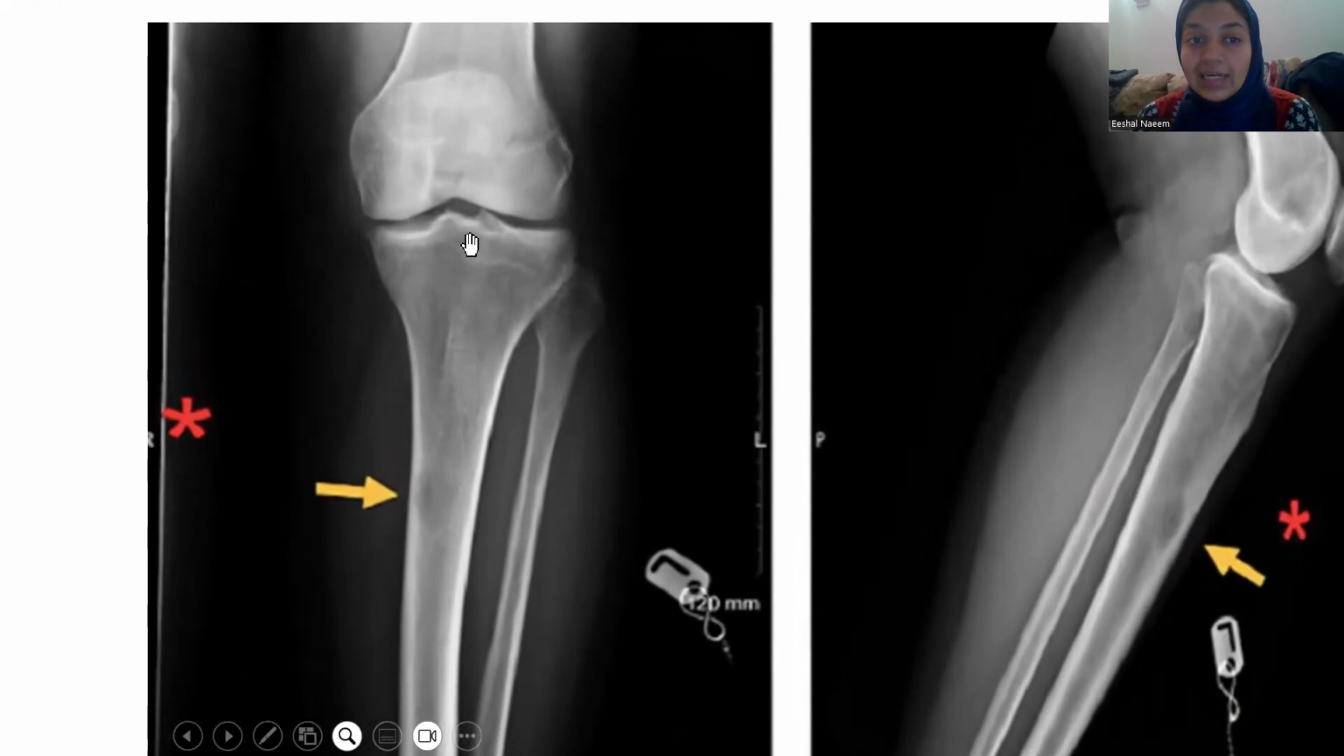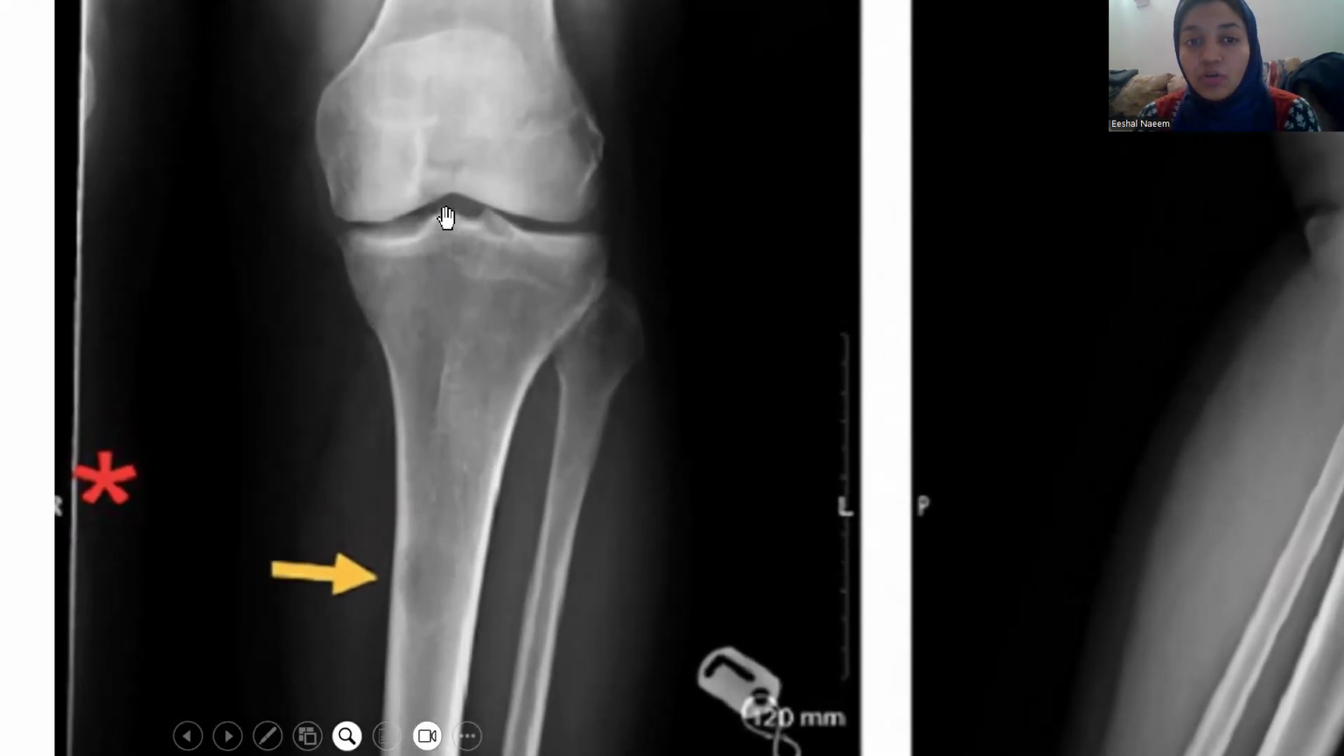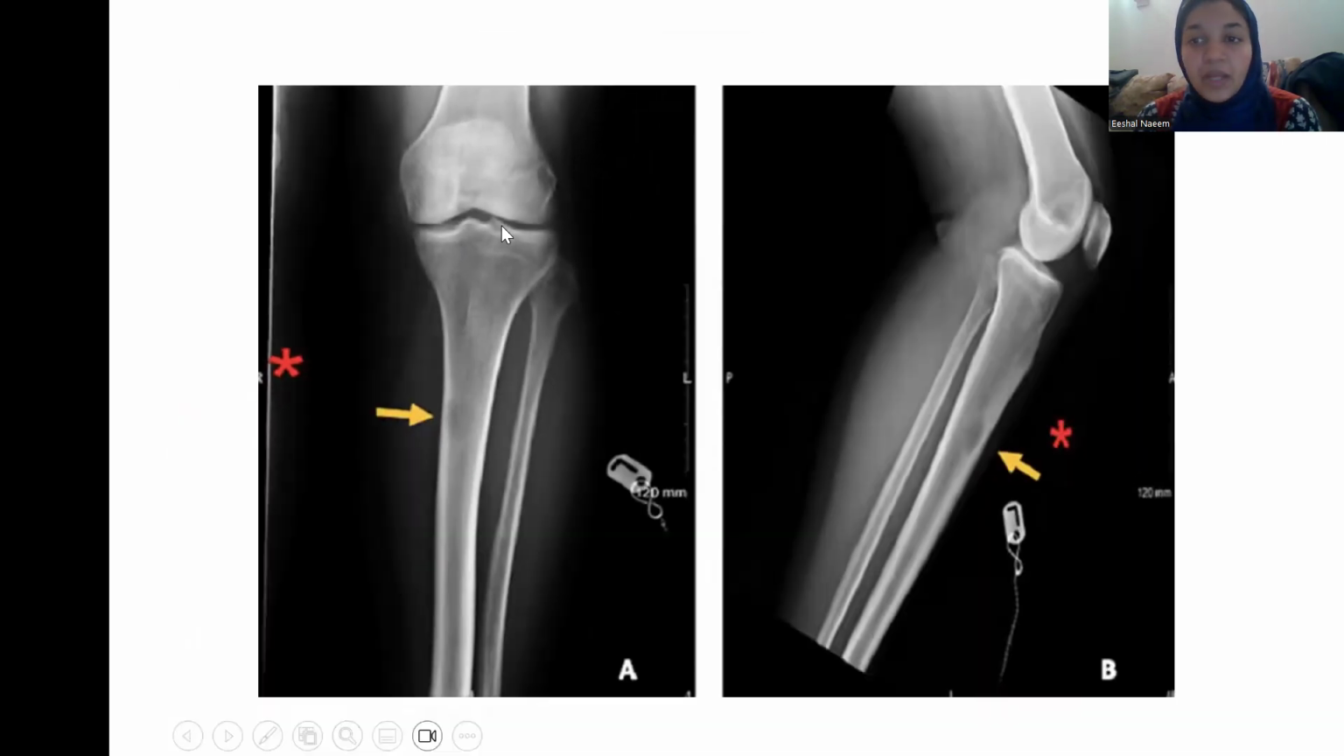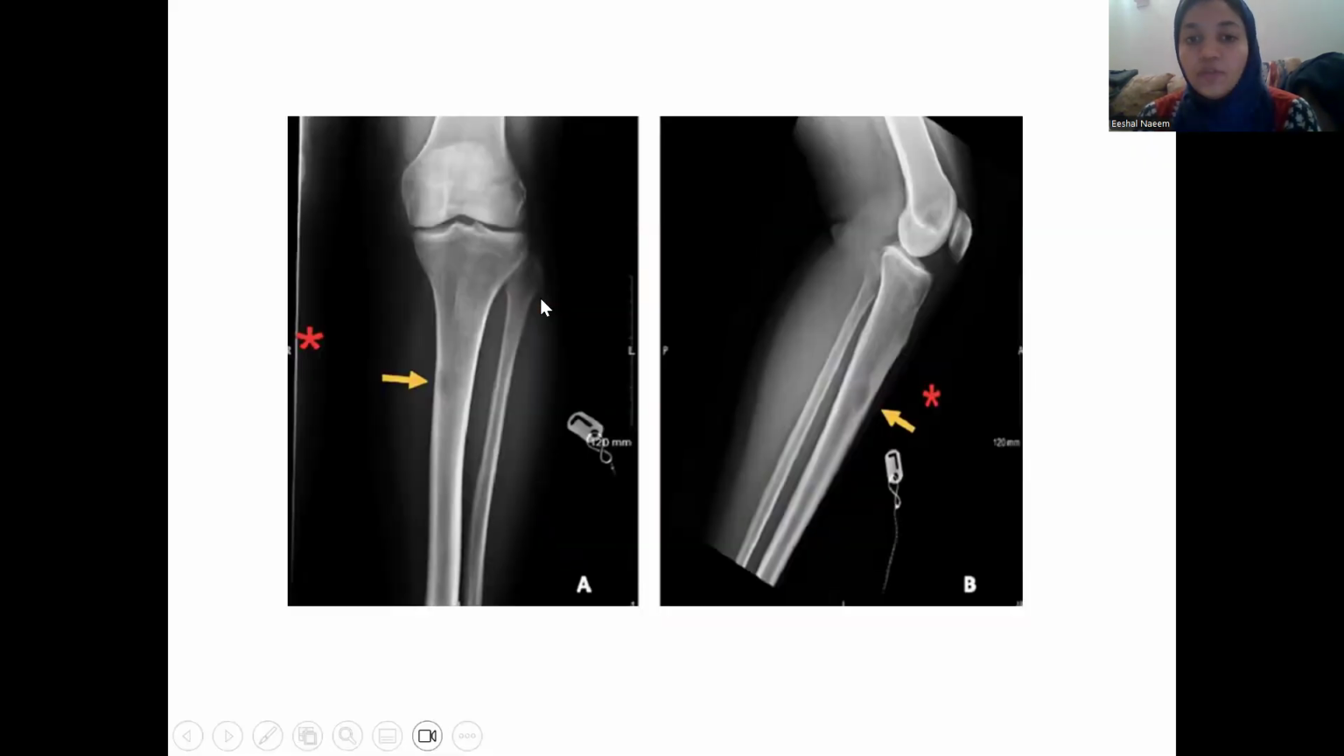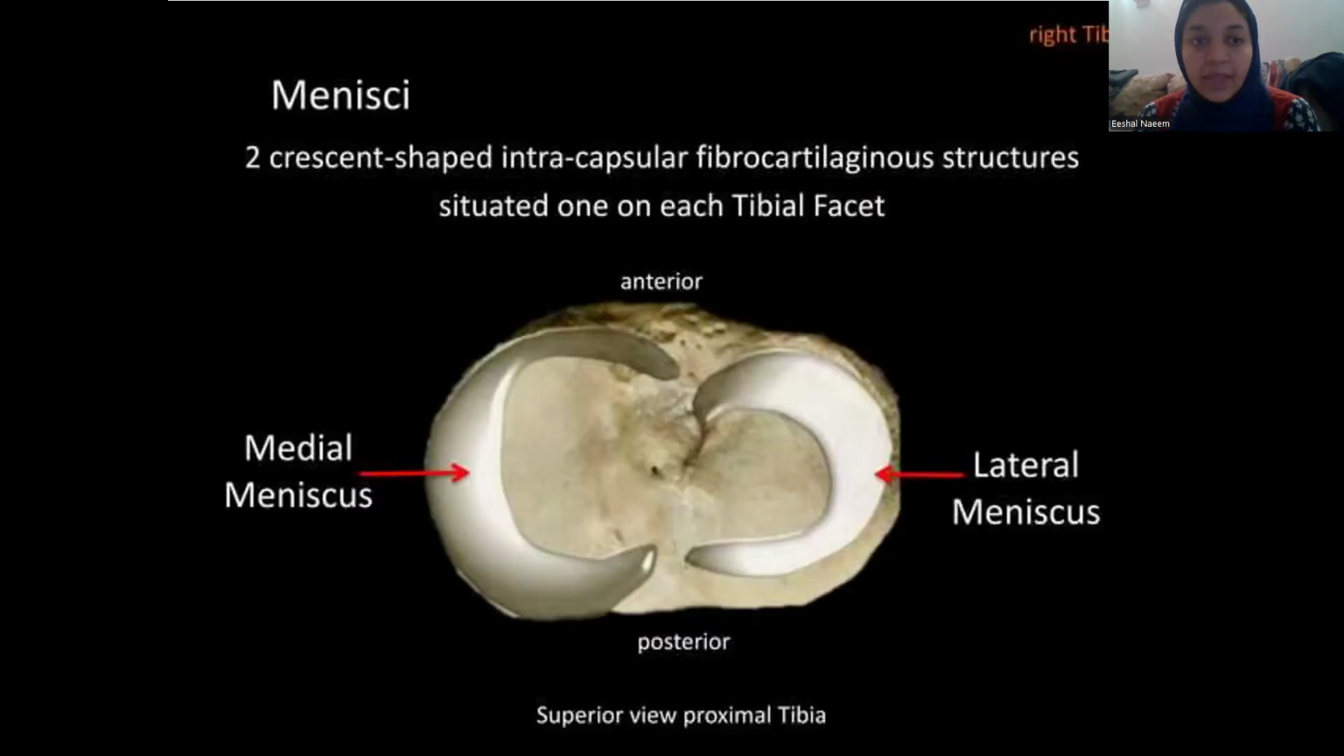So you're going to very clearly look at this joint, you're going to look at its surfaces, and especially you're going to look at the intercondylar eminence, okay? Because it will be a good marker to show you the health of the joint. Now the menisci.